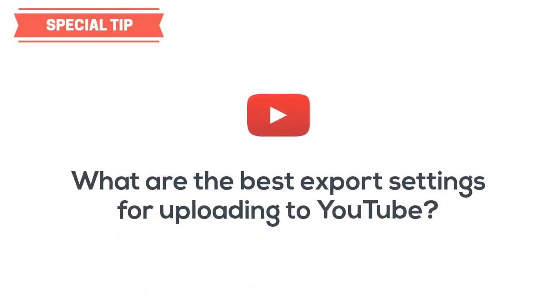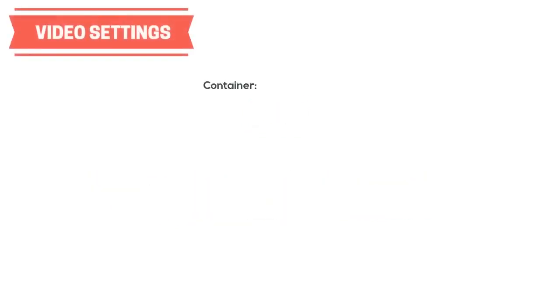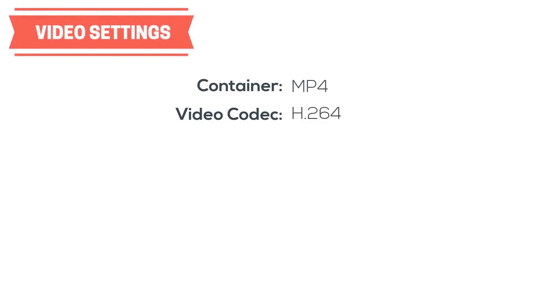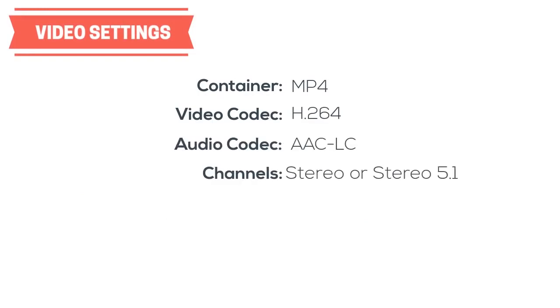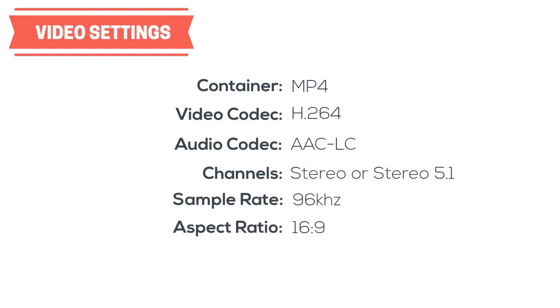And now, on to our special tip. What video settings are best to upload a video to YouTube to get the very best result? If you have the option to export your videos with any settings you choose, these are the settings you need to get the highest quality from your videos on YouTube. First of all, the best format for a YouTube upload is the MP4 container using the H.264 codec. Set the audio channel to stereo or stereo 5.1 with a sample rate of 96 kHz. Make sure your aspect ratio is 16:9 and your frame rate is set to 60 frames per second.